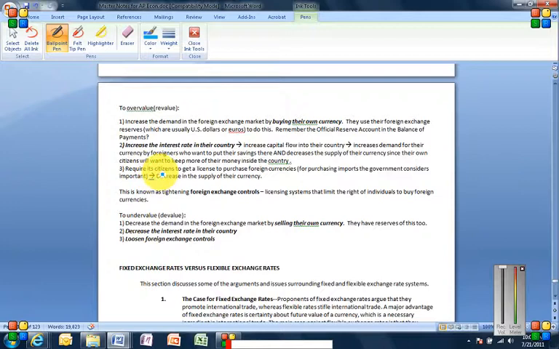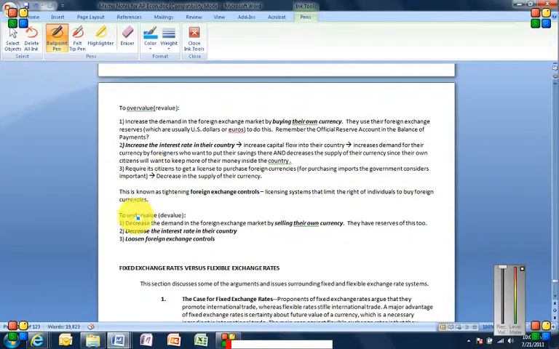Option 3. Requiring its citizens to get a license to purchase foreign currencies for purchasing imports the government considers really important. So it slows down the pace that citizens can buy foreign currencies at, and that would lead to a decrease in the supply of their country's currency. Slows down that process that we showed with diagrams in the previous lesson, where, for instance, Americans were shifting their supply curve for their currency to the right. It makes that impact less so.